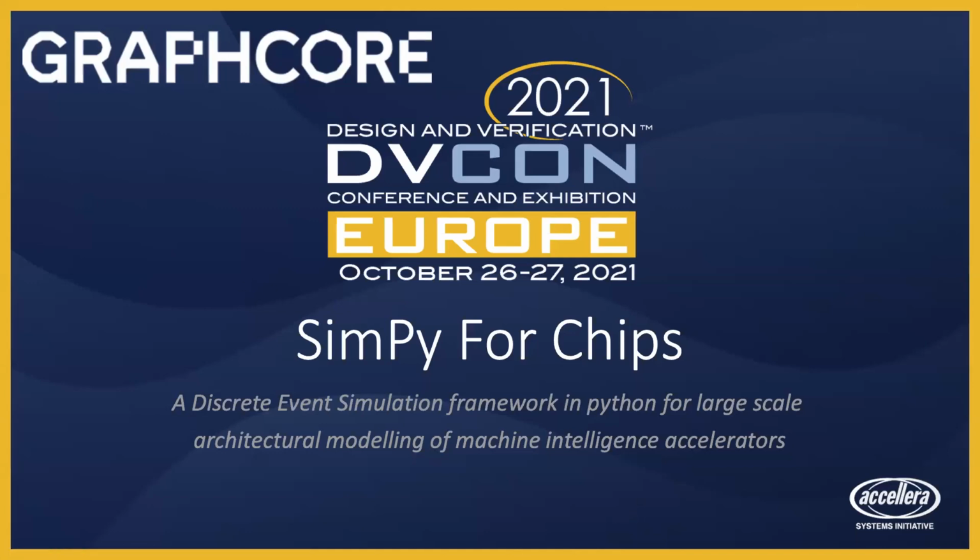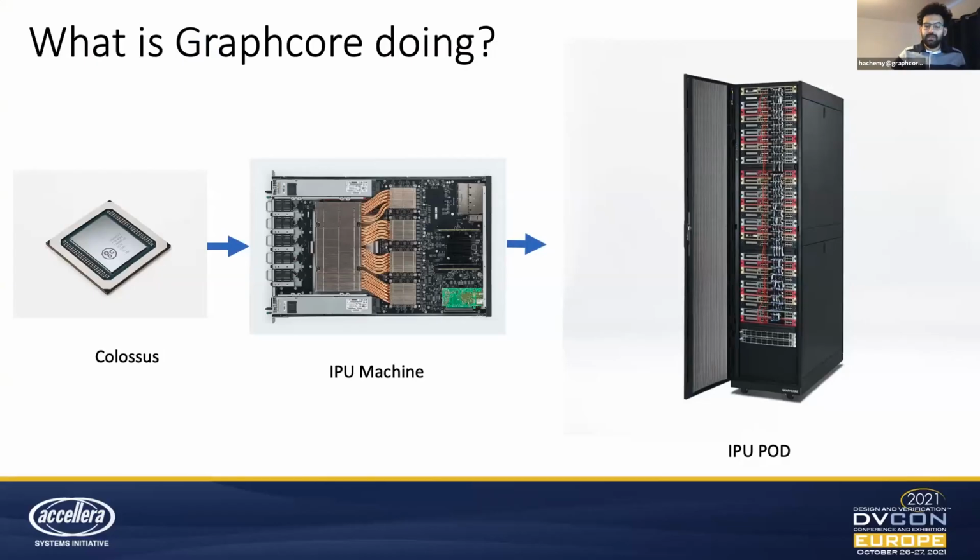Looking perfect. Excellent. So yeah, thank you really for attending this presentation. I will be presenting our paper SimPy for chips, where I will explain how we build a discrete event simulation framework using only Python. The purpose is to model large-scale machine intelligence accelerators. But to give a bit of context about why this work, let me tell you a bit about what we are trying to do at Graphcore.